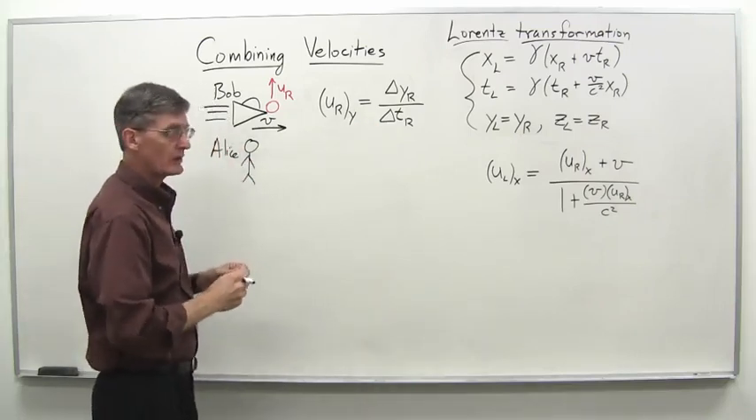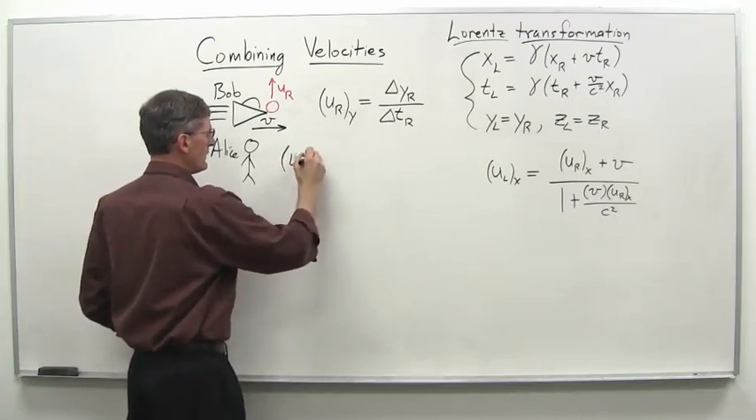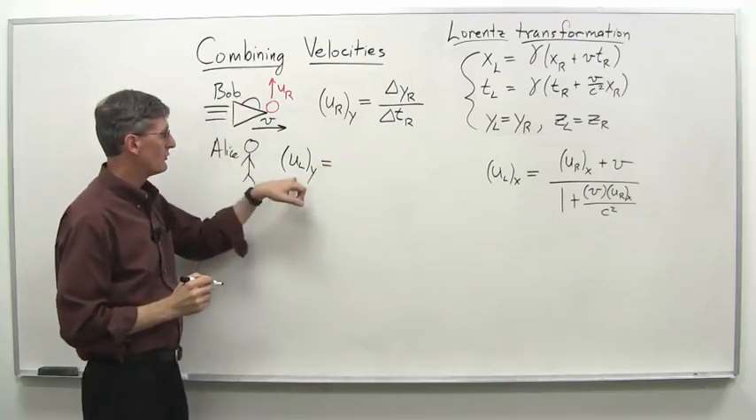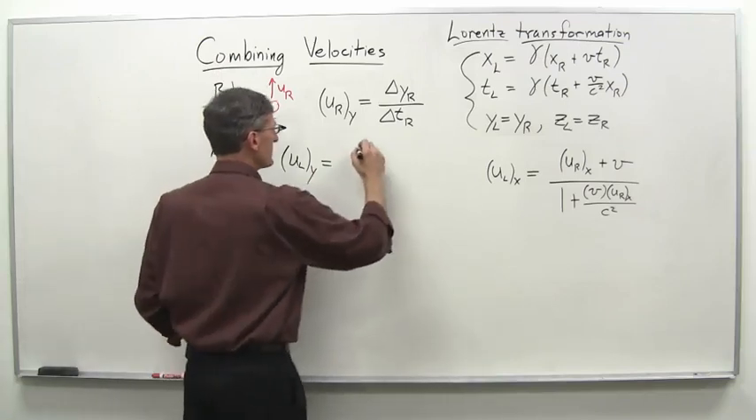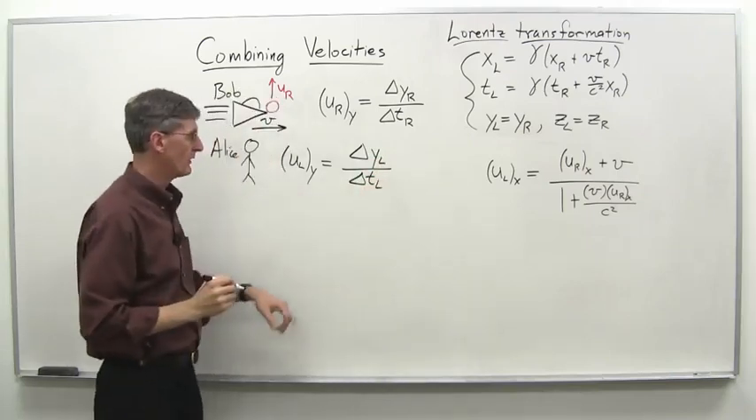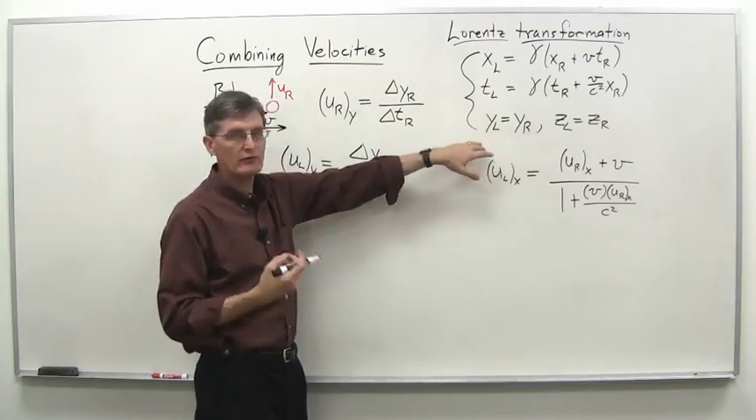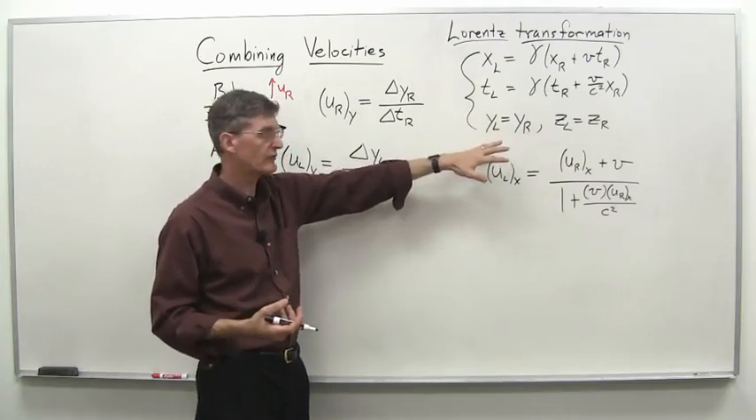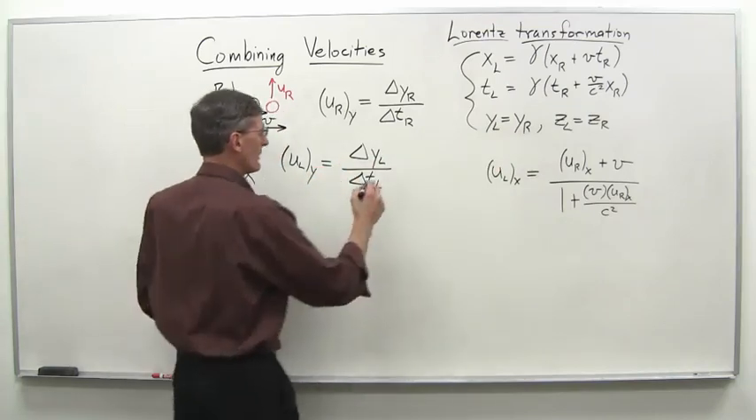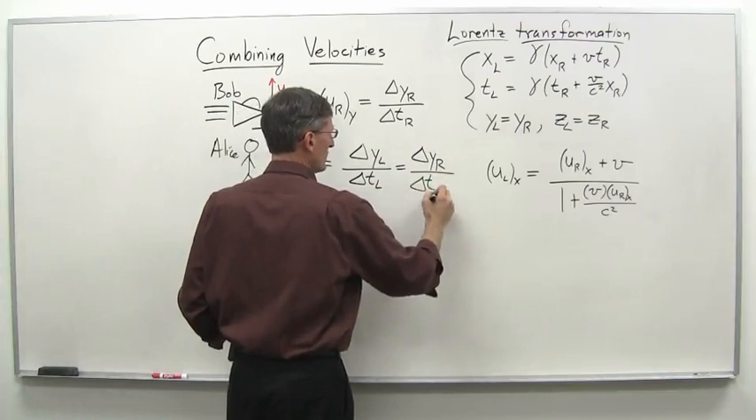And so now let's write down a couple of equations for u sub ly. That's what we're after here. What does Alice observe the velocity in the y direction to be? So u sub ly is going to be delta y sub l over delta t sub l, just by definition of the velocity. And this is why, as a reminder, I added that the y and z components don't transform at all through a Lorentz transformation. They're the same. And so delta y sub l is going to be the same as delta y sub r. So this is going to be delta y sub r over delta t sub l.